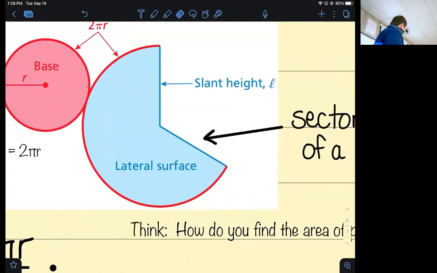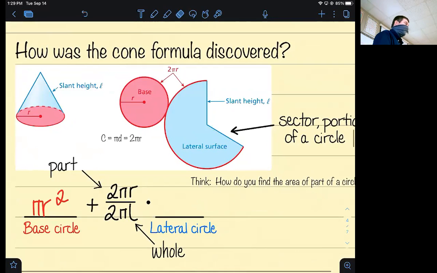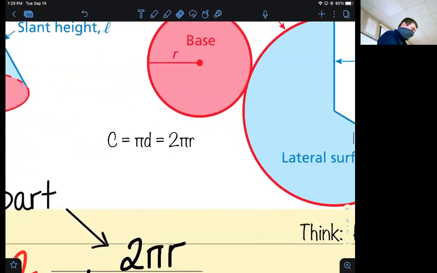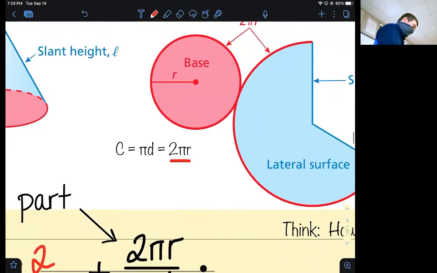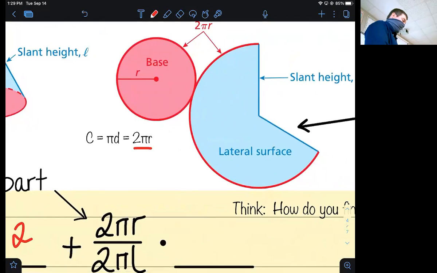Every time I have a sector of a circle, I just need to figure out what portion of the circle is actually here. If this is really 2/3 of a circle, I should times it by 2/3. But it's not always going to be 2/3. How do I know what fraction it's going to be? Well, it depends on how big it is. The circumference of a circle is pi d, or often referred to as 2 pi r, not by me, but people that aren't as smart as me. Just kidding. 2 pi r works for circumference.